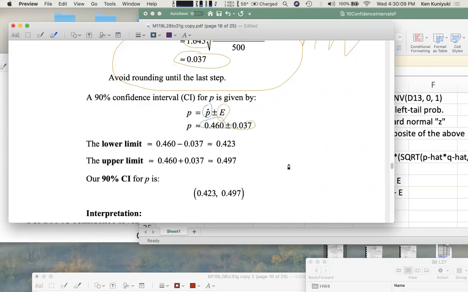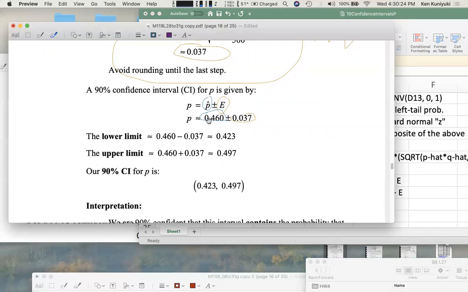Okay, P hat, that's 0.460. Remember, the coin came up heads 46% of the time, right? 0.460 to 3 decimal places, give or take the margin of error, which is rounded off to the same number of decimal places as P hat, 0.037. For P, we take P hat and add or subtract the margin of error, just like for mu it was X bar plus or minus E when we were doing confidence intervals for mu.